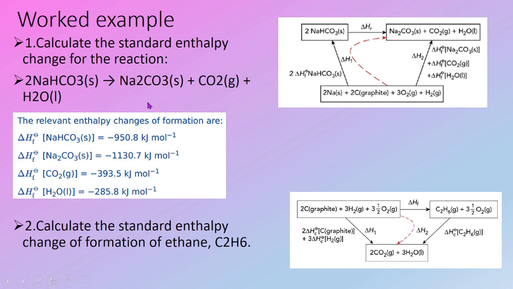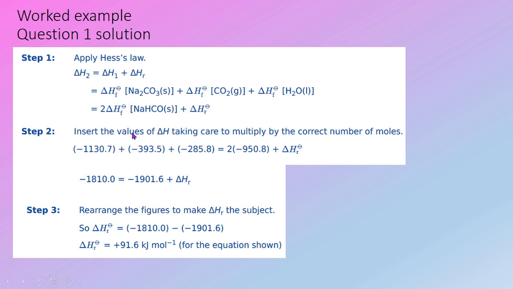Okay, now this is another example in which we are going to calculate the enthalpy change of reaction of sodium hydrogen carbonate. It will be converted to sodium carbonate, carbon dioxide and water. The cycle for this one is given here, and all the values are given. The solution of this question is here. We will first of all apply delta H1 plus delta HR, and then delta HF plus delta HR.